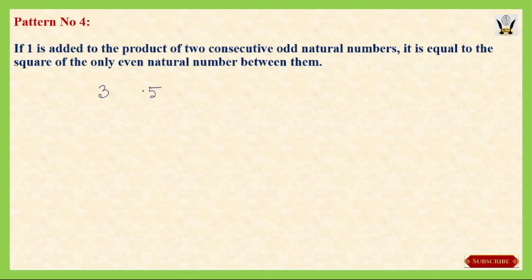And then what we have to do? We have to add 1 to the product of these two consecutive odd natural numbers. So first we have to multiply them. So it will be 15, and then with 15 we have to add 1. So it will be 16, and 16 is what? 16 is 4 square. And where this 4 lies? 4 lies between 3 and 5, and 4 is even.